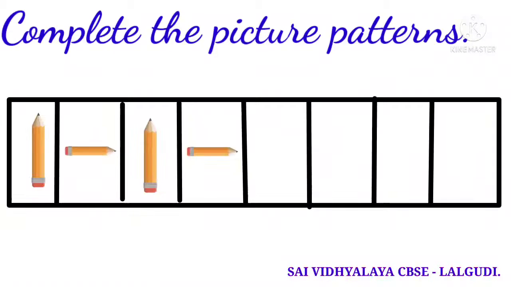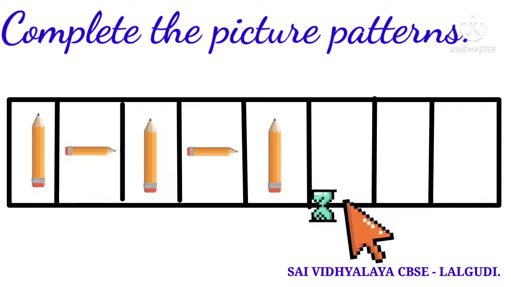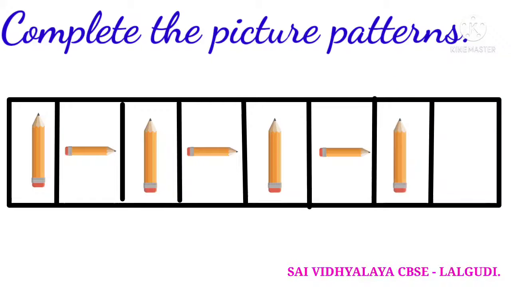Look at the fourth question. Here we have a pencil in standing position, pencil in sleeping position. Next, a pencil in standing position, a pencil in sleeping position. What we have to draw here? A pencil in standing position. Yes, a pencil in standing position. Next, a pencil in sleeping position. Next, a pencil in standing position and a pencil in sleeping position.